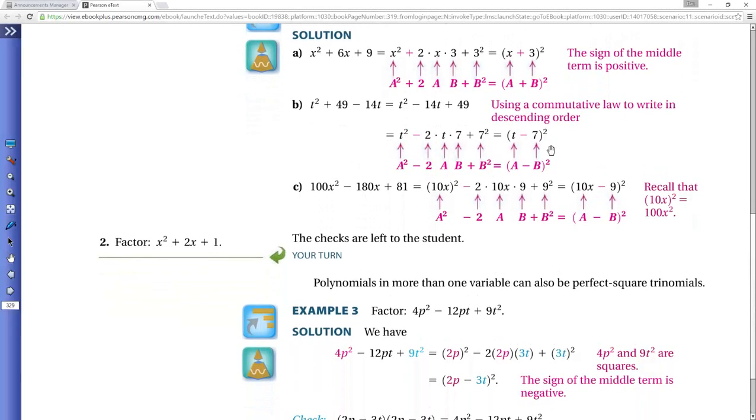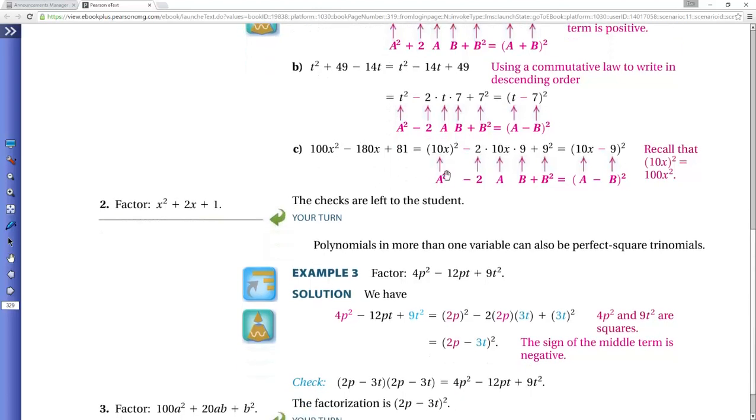And I can factor that. Now, remember anti-FOIL? You could do anti-FOIL. I would rather recognize this and write out the answer. It is a lot less work to remember these patterns.